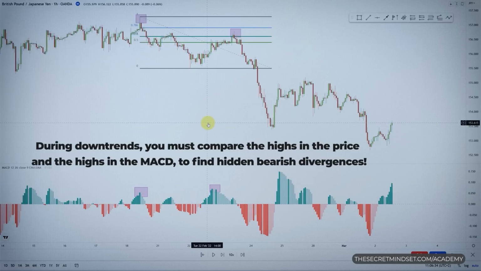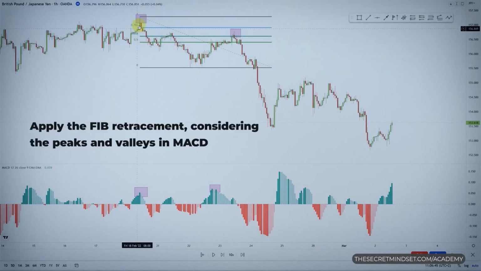Again, this divergence theory tells you that there is a strong probability that the downtrend will continue and that this pullback may be coming to an end. Then you apply the fib retracement. Based on the swing highs in the MACD, the starting point will be here.